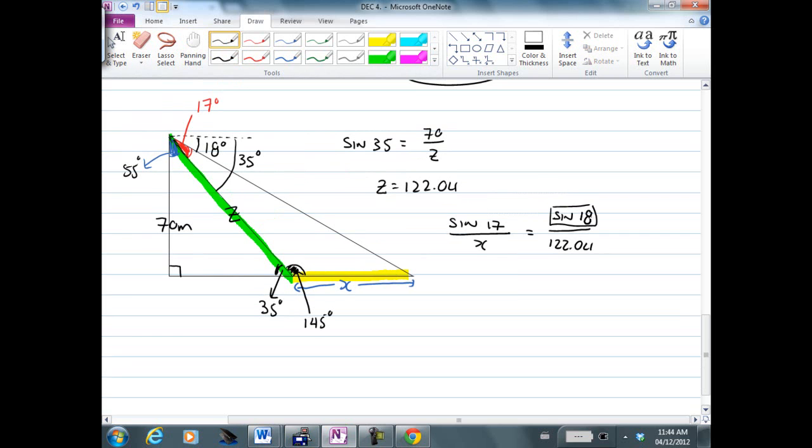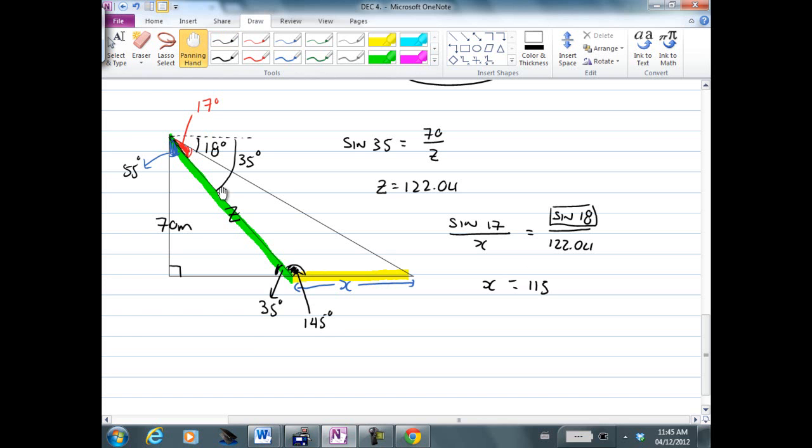See what I did? If you're lost, make sure you ask, because I'm just analyzing this nice and slow. Take a minute, solve for X, and if you did this correctly, you should have X equals 115.